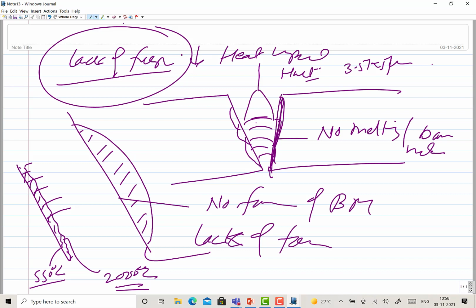So the one case related with lack of fusion and lack of penetration is that heat input is not proper. Either welding speed is too high or welding current is low. The second case that can lead to lack of fusion, lack of penetration is improper cleaning. There are impurities, rust, oxides present at the surface interfering with the metal and not permitting the metal to be melted. Okay, the next discontinuity that we come across very commonly is the improper weld bead geometry.